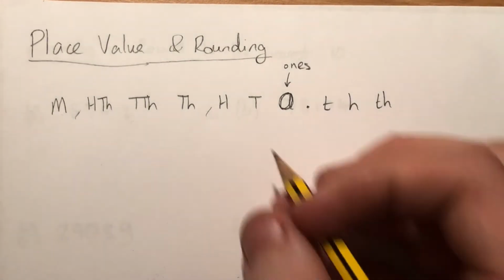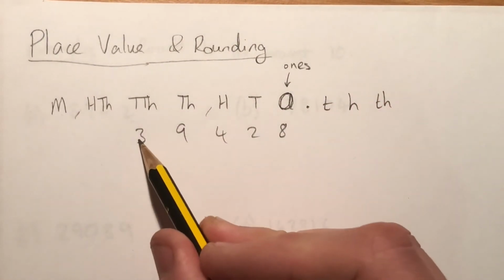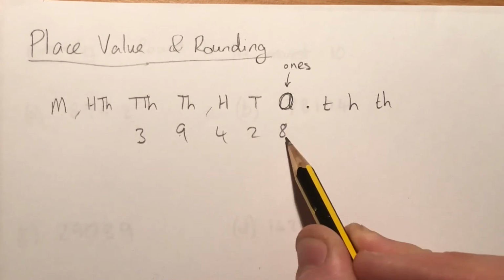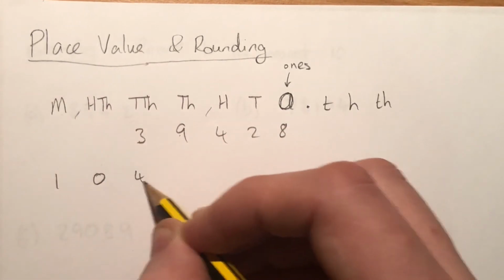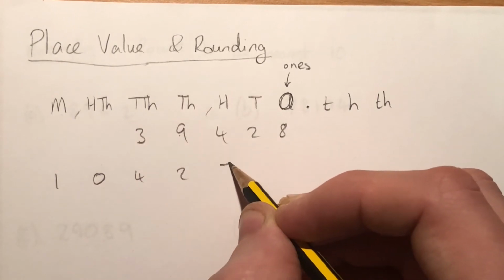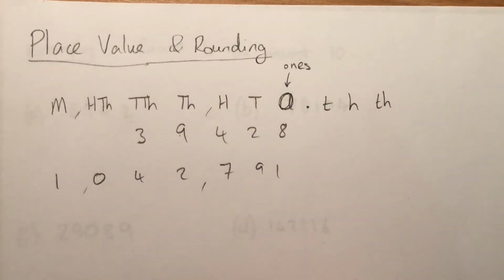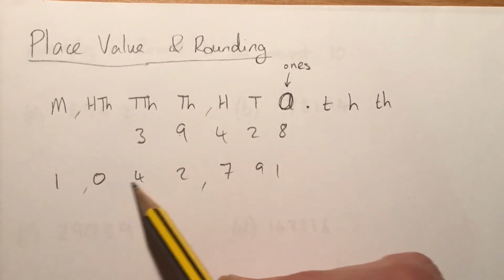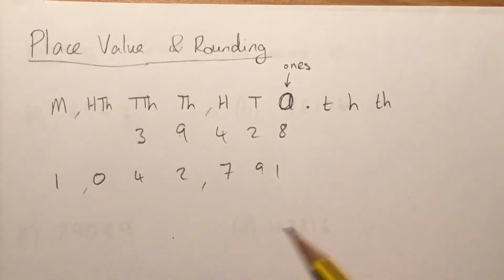So I could say, let's have got 39428. I know this is 39,428. Okay, and similarly I could have 1042791. So again, I split them into groups of 3 wherever I can. 1,042,791. So you notice that I am splitting things up into talking about hundreds, tens, and ones wherever possible to try and highlight the numbers with greater ease.